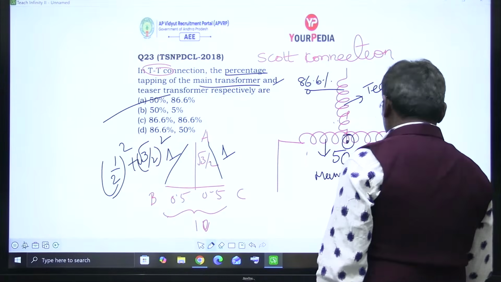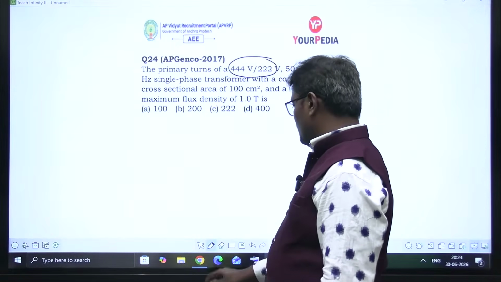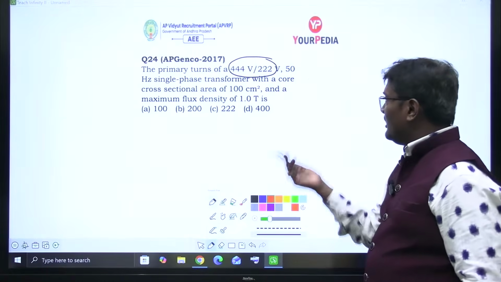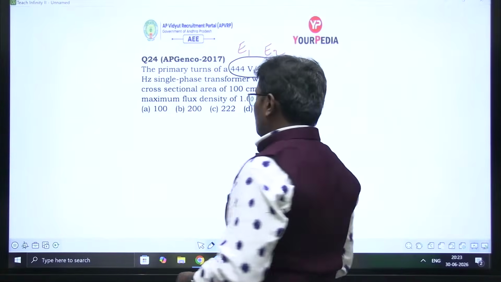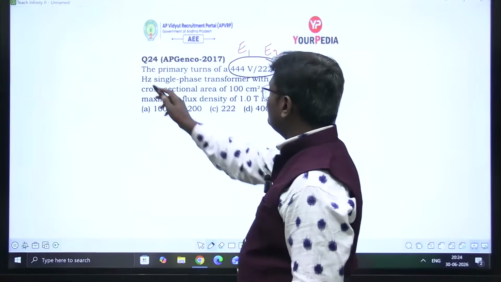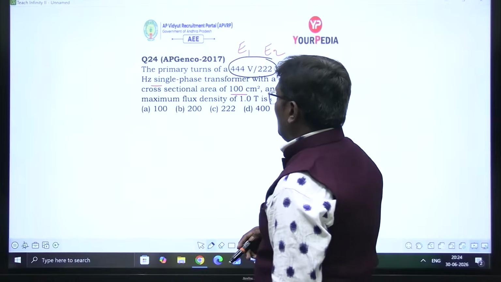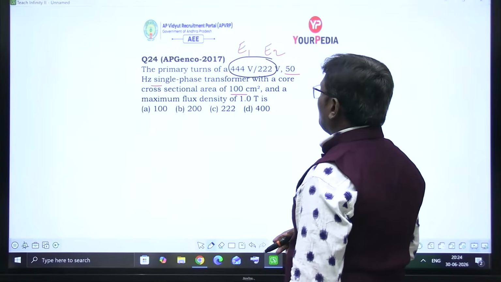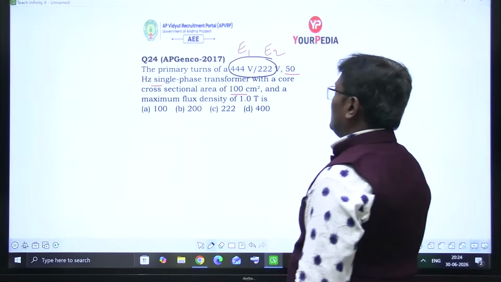Okay. So the primary turns: input is 444, output is E2. These are called E1 and E2, not input or output. So the voltage induced EMF in the primary E1 is 444, E2 is 222. 50 hertz single phase transformer with a core cross sectional area of 100 centimeter square and a maximum flux density of 1.0 Tesla. So what is being asked? Number of turns.